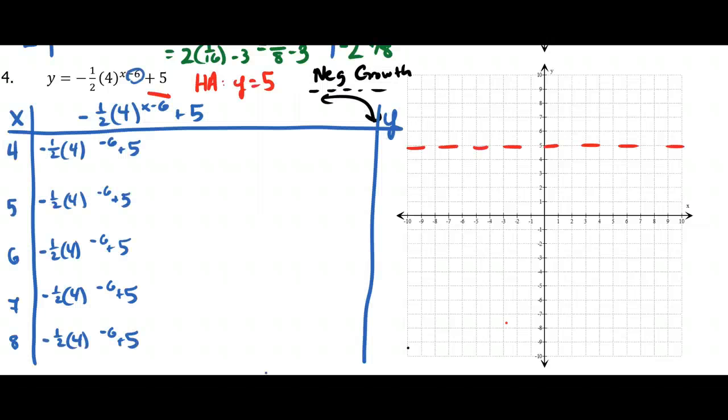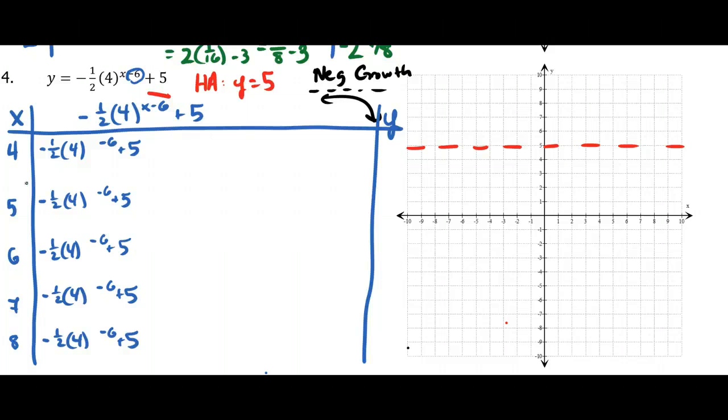Okay, so this is what you should have so far. Our k value is positive 5, so that means we have a horizontal asymptote up here at y equals 5. The shape of our graph is going to be negative growth, since a is negative and b is greater than 1, so the shape is going to look like this here. And then your h value is positive 6, and so you're going to choose x values of 4, 5, 6, 7, and 8.